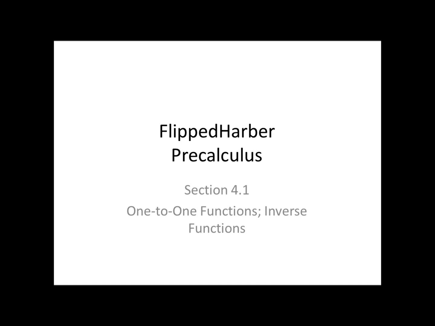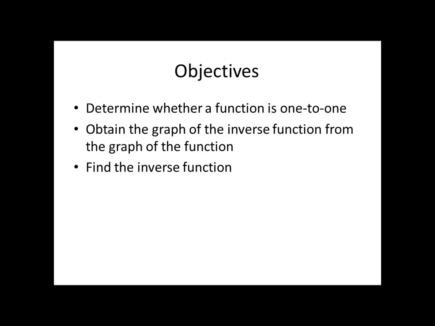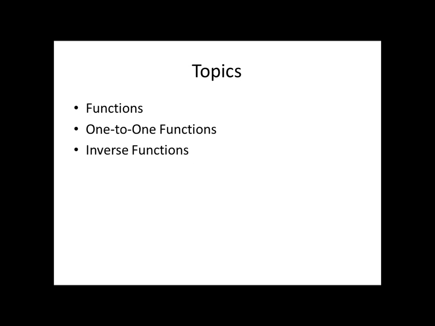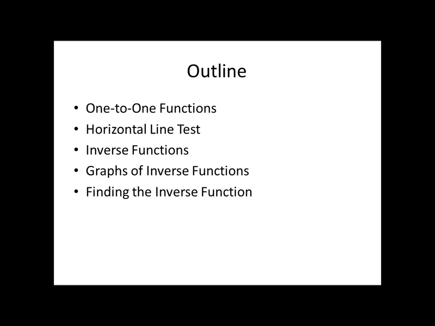In this video we'll be covering section 4.1, one-to-one functions, inverse functions. Our objectives for this lesson are to determine whether a function is one-to-one, obtain the graph of an inverse function from the graph of a function, and find the inverse function. Our topics include functions, one-to-one functions, and inverse functions. The outline for this video will talk about one-to-one functions, the horizontal line test, inverse functions, graphs of inverse functions, and finding the inverse function.